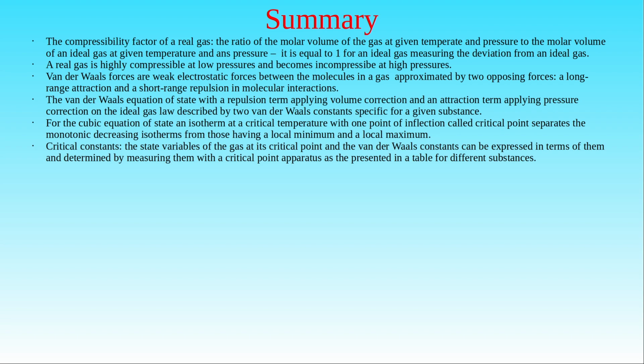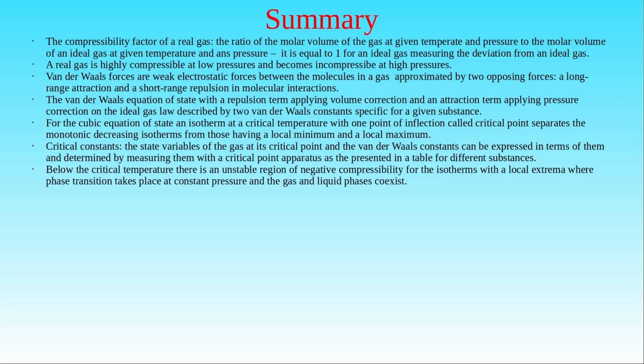Besides the compressibility factor at the critical point, the critical constants were presented in a table for several substances, from the simplest monoatomic gas like helium to the ones composed of more complex molecules like alkanes. We discussed the dependence of these critical variables on the complexity of the molecules and the deviation of the critical compressibility factor from the universal value predicted by the van der Waals approximation. We established that below the critical temperature there is an unstable region of negative compressibility for the isotherms with local extrema in the pressure-volume diagram, where an isotherm cannot describe an equilibrium state for the substance.